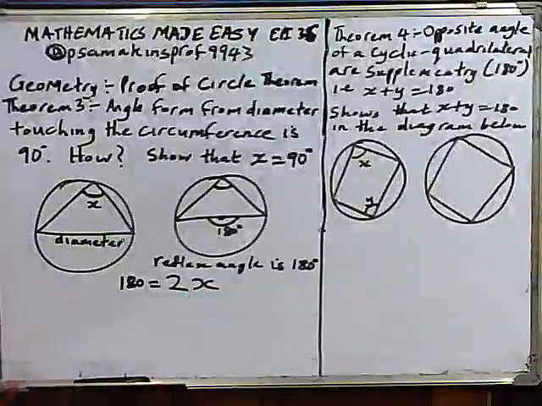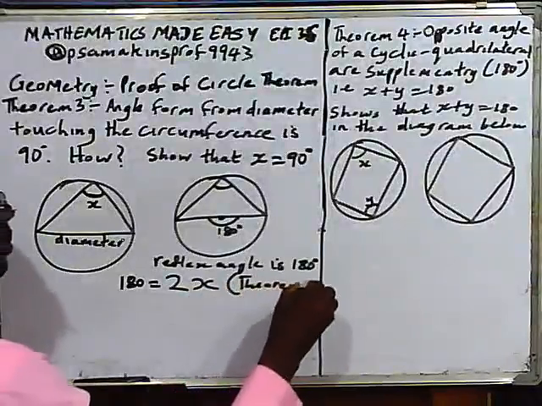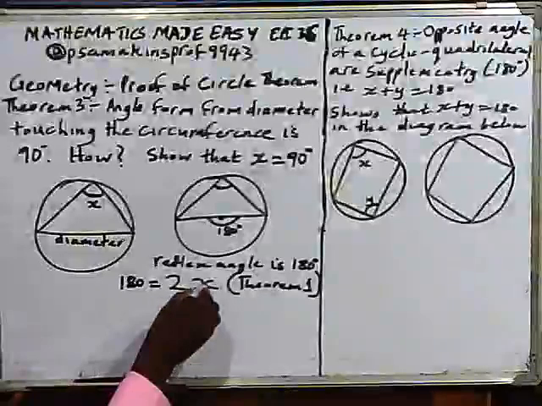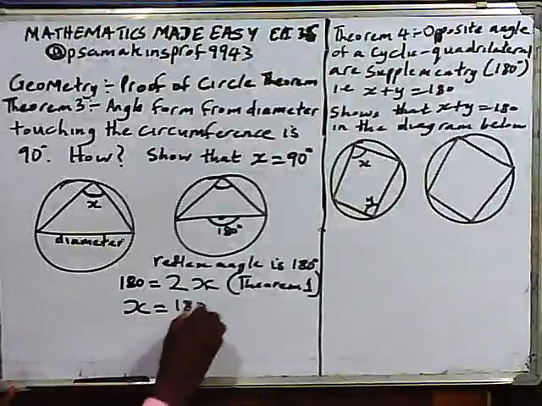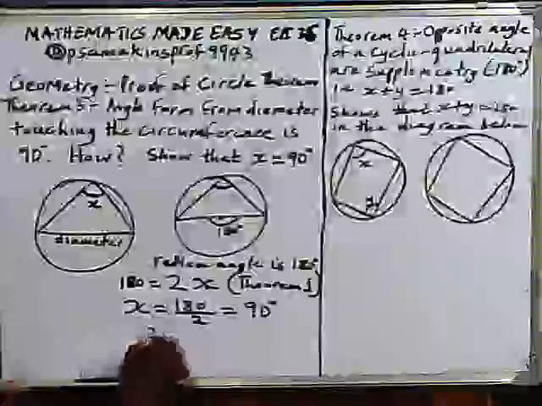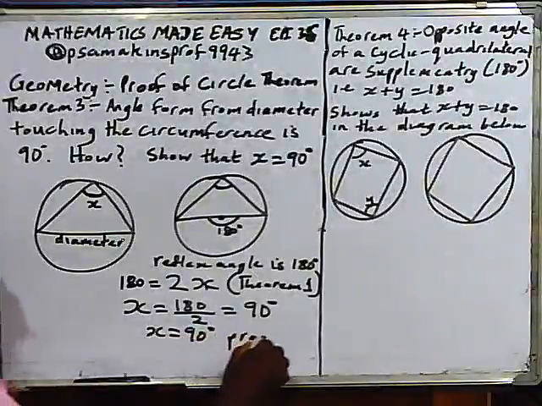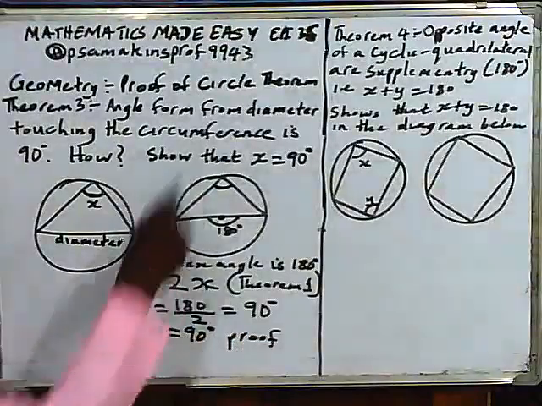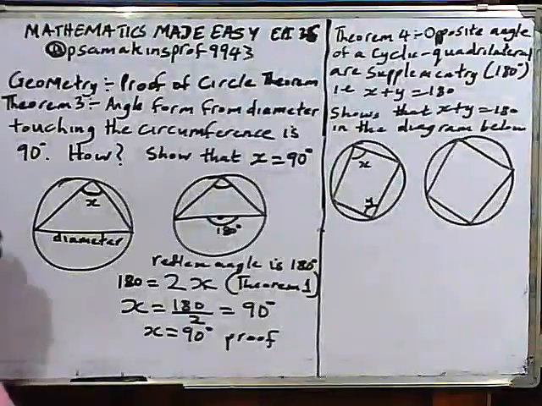X. That is according to theorem 1. If we now make x the subject of the formula here, x is equal to 180 divided by 2. Therefore, it is 90 degrees. Then x equals 90 degrees. Proof. So any angle you form from a diameter touching the circumference of a circle is always a right angle, or 90 degrees.